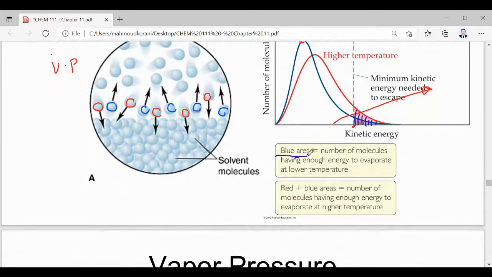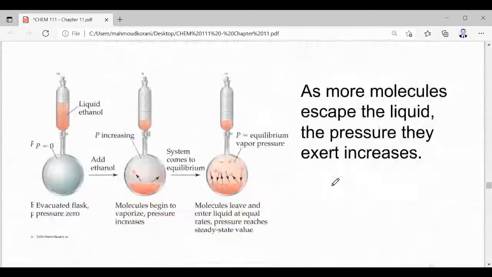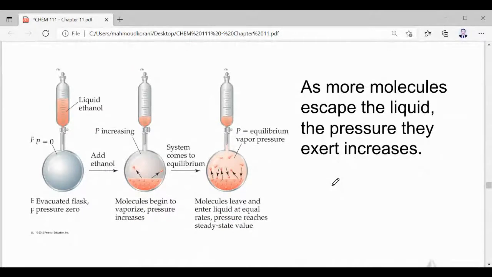So the blue area is the number of molecules having enough energy to evaporate at lower temperature. The red one is the number of molecules having enough energy to evaporate at higher temperature. This is vapor pressure. I have already explained it, and now I'm going to discuss this figure with you.